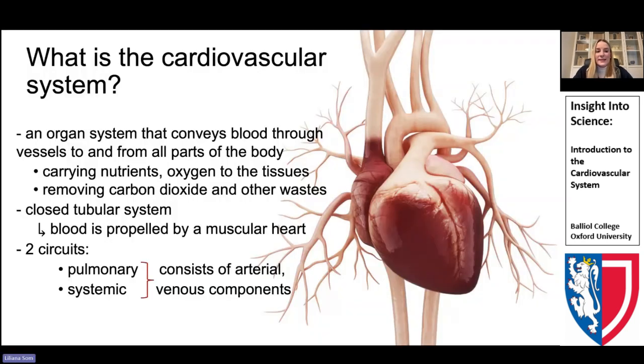So the cardiovascular system is a full organ system that transports blood throughout the body to all tissues, delivering oxygen and nutrients. And then it also collects carbon dioxide and other waste products and delivers it back to the heart. It is a closed system, starting with the heart and then also ending with the heart. The two circuits that the heart pumps the blood into are called the pulmonary circuit and the systemic.